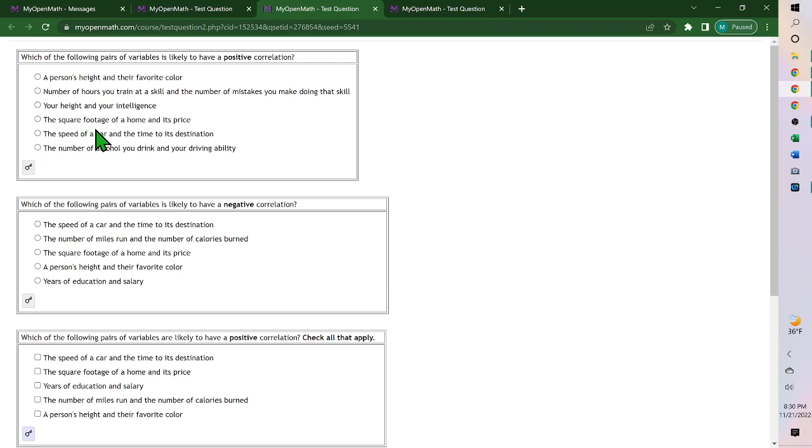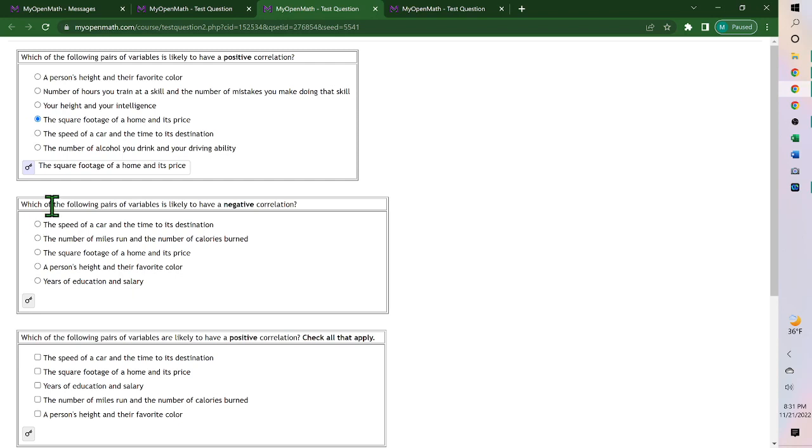The square footage of a home and its price. The larger the home, the higher the price. So that would be a positive correlation because they are both increasing. The speed of a car and the time to its destination. Well, the faster the car is going, the less time to get where it's going. So that would be negative. The amount of alcohol you drink and your driving ability. The more you drink, the less you can drive. So it's only the one.